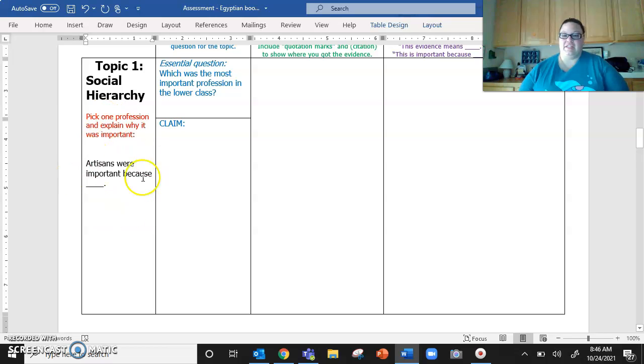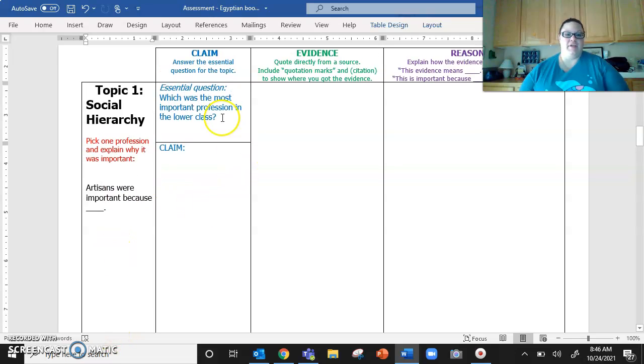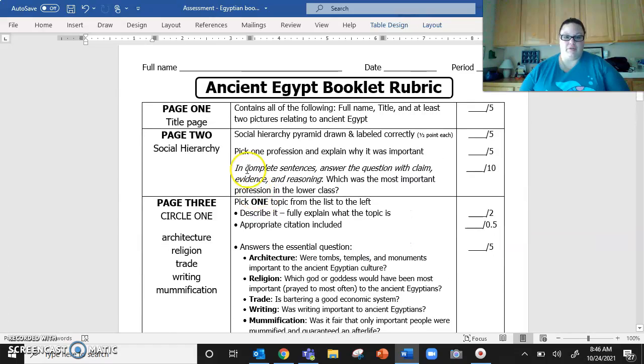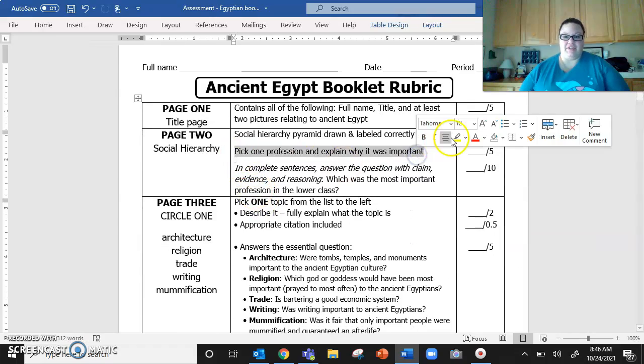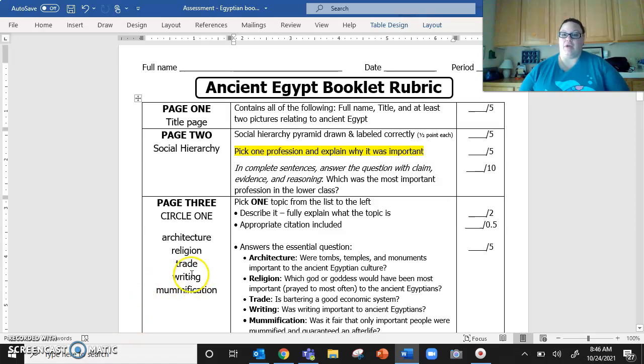This, friends, is not a claim. All I have to do is pick a profession and explain why it was important. The profession I chose, there, is artisans, and here I'm going to explain why they were important. Okay? Then, I have this part done. So I'm going to cross that off on my paper just to make my life easier. On my scratch paper, I have drawn and labeled a social hierarchy pyramid. So I'm going to say that's done.